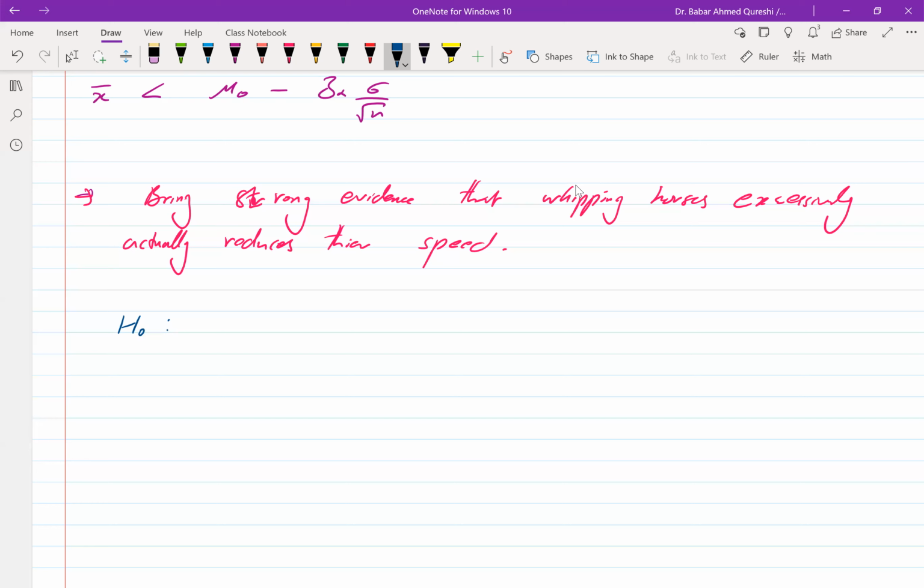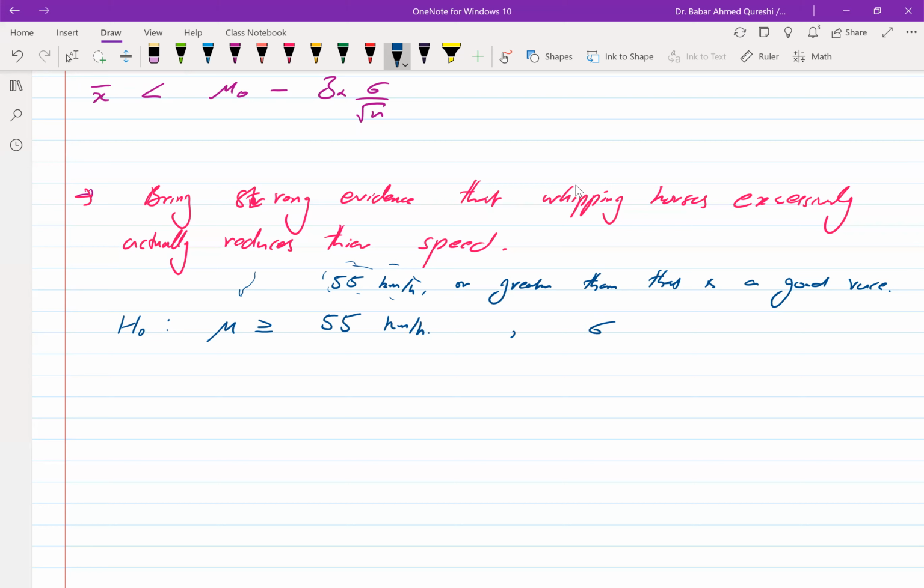Let's suppose there's a certain speed, let's say 55 kilometers per hour. And they say that if a horse runs at 55 kilometers per hour or greater, then that's a good race. So they choose the null hypothesis that for the whipped horses, the average speed is greater than this number, whatever this number is, let's say the number which you need for a good run, 55 kilometers per hour.